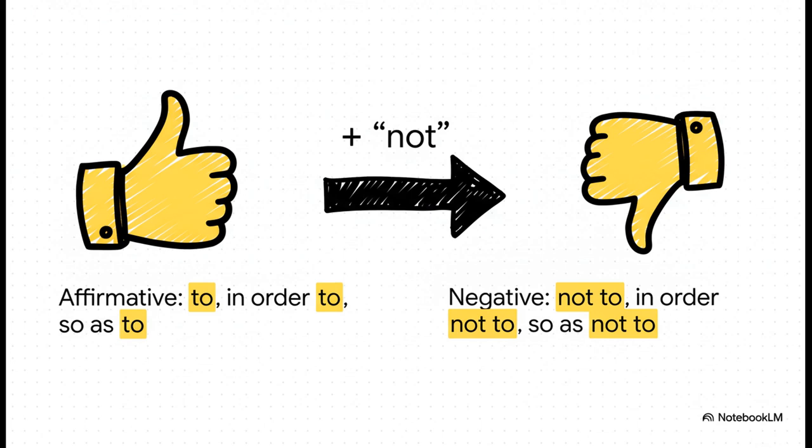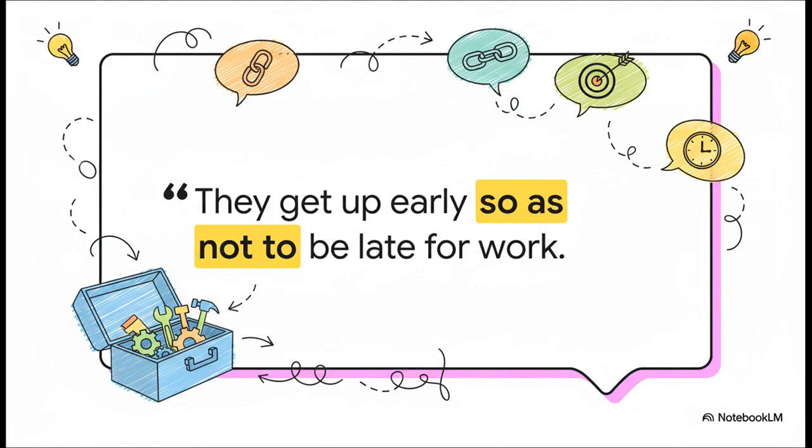So simple. For instance, they get up early. What are they trying to avoid here? So as not to be late for work. Their action, getting up early, is all about preventing something bad from happening. In this case, being late. It's a really precise and powerful little tool.